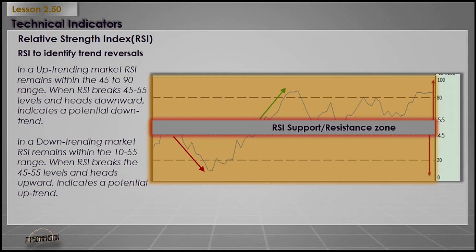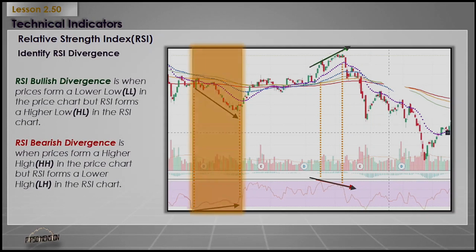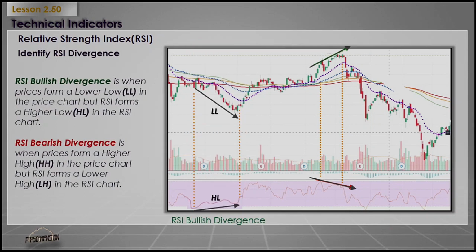Another vital way to use the RSI indicator is by your ability to identify RSI divergence. RSI bullish divergence is when price forms a lower low in the price chart, but RSI forms a higher low in the RSI chart. This indicates that the price would bounce back and go up. On the other hand, RSI bearish divergence is when price forms a higher high in the price chart, but RSI forms a lower high in the RSI chart. This indicates that the price is likely to pull back and go down. So that is how you can use the RSI divergence to identify a buying signal or a selling signal.